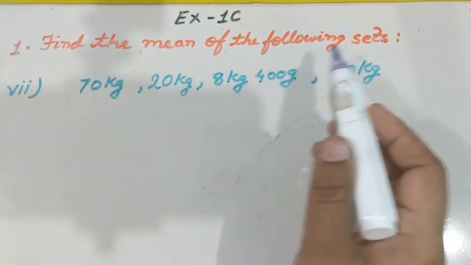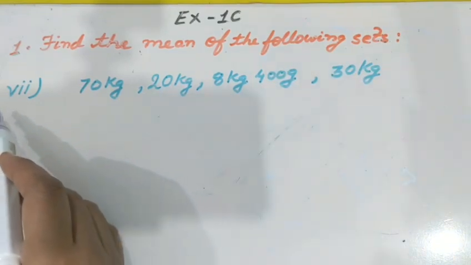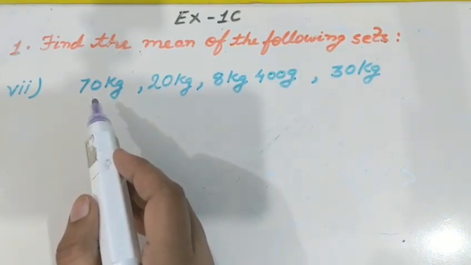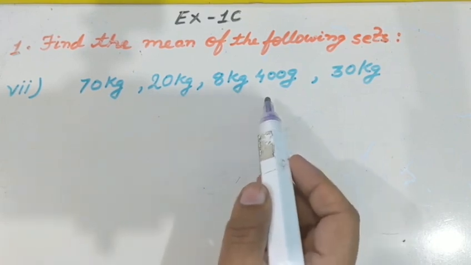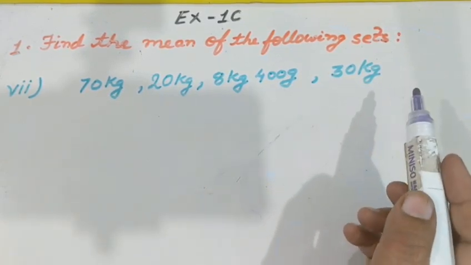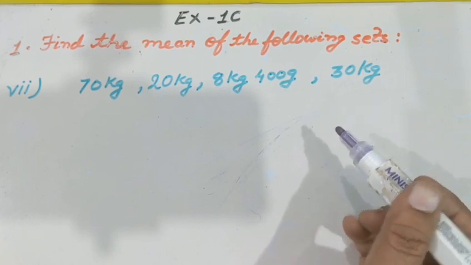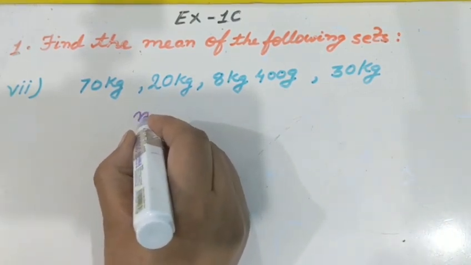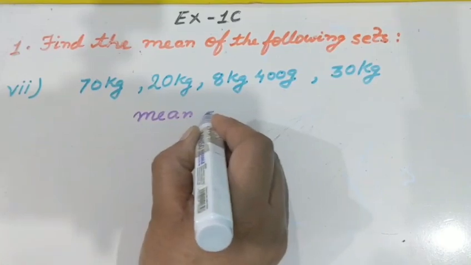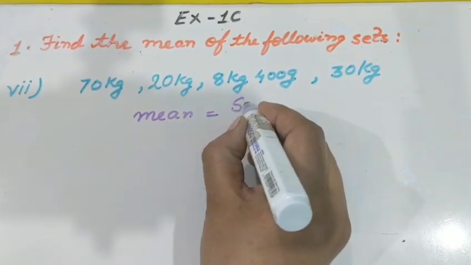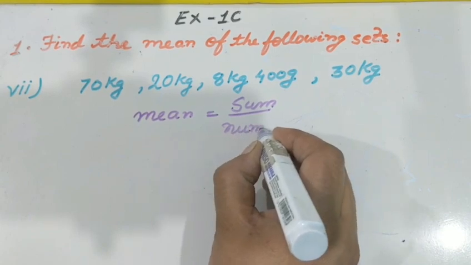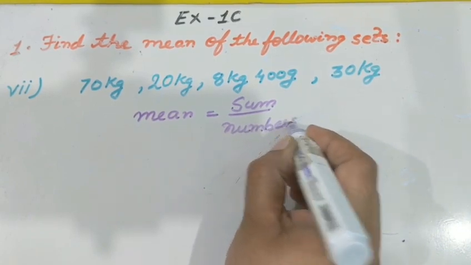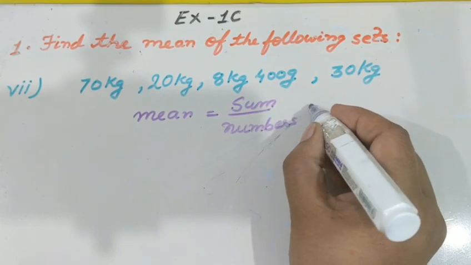Find the mean of the following set of data. Question number 7. The given observations are 70 kg, 20 kg, 8 kg, 400 grams, 30 kg. And the question is find the mean. So how will you start? First write the formula. Mean equals sum of the observations upon number of observations. This I have already explained you. So let us fill it now.